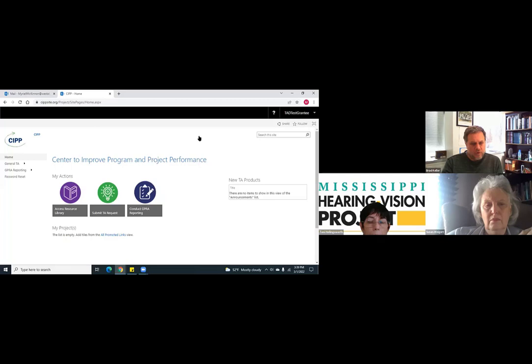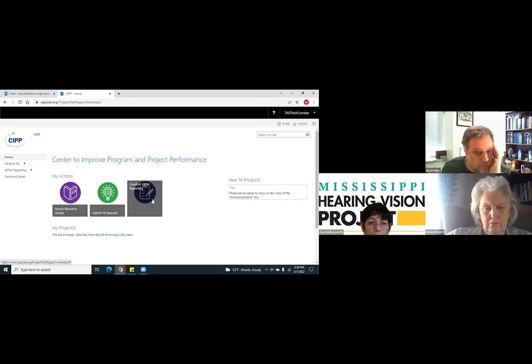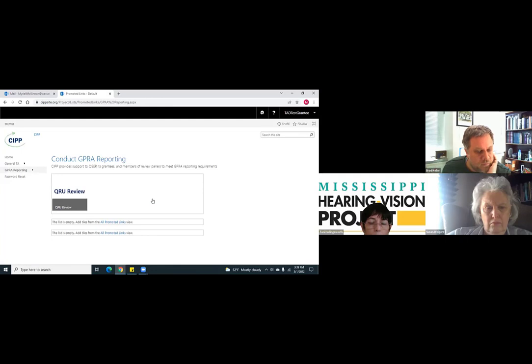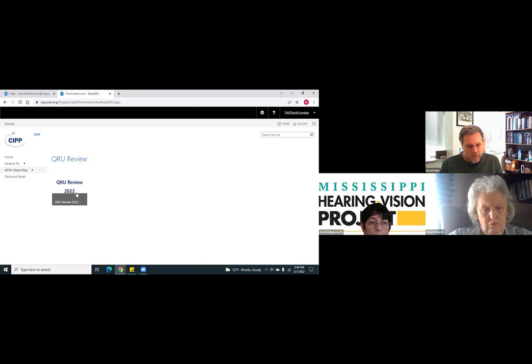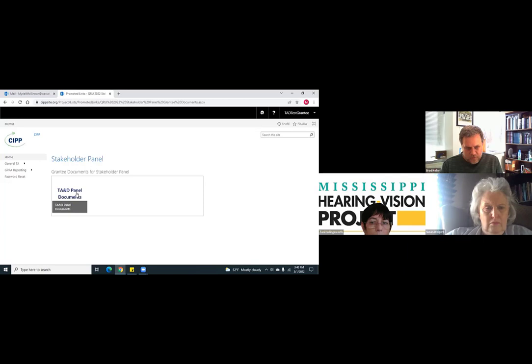And so that brings you to the home, or to the first page of your login. And there are two additional tiles here where SIP provides other services, but the one that you'll need to access is conduct GPRA reporting. And then you'll navigate through a series of tiles, and we have tailored it to your view so that you are basically just seeing the one that's relevant to you. So you can click your way through. We're going to go to QRU Review, QRU Review 2022, Stakeholder Panel, TA&D Panel Documents.